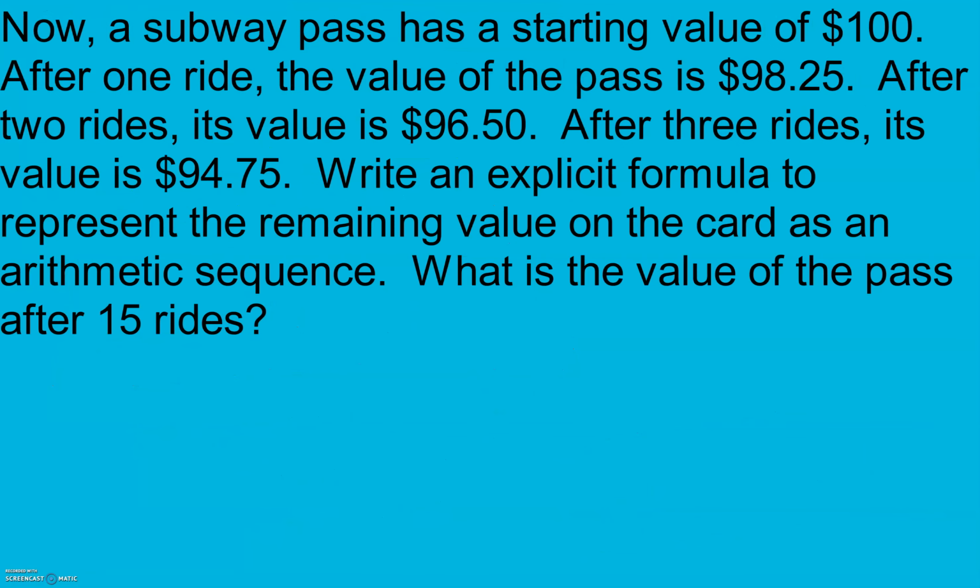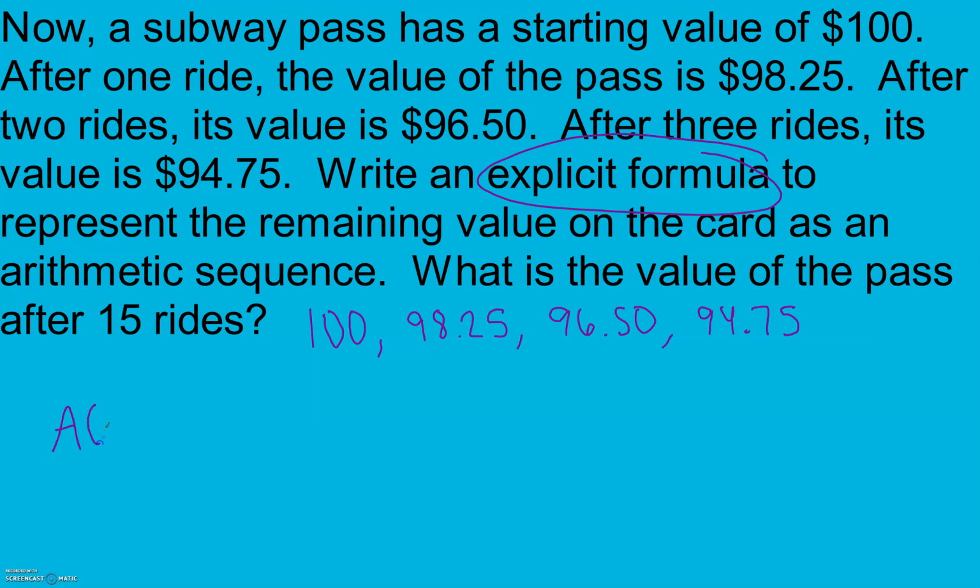Now, a subway pass has a starting value of $100. After one ride, the value of the pass is $98.25. So first term is 100, then $98.25. After 2 rides, its value is $96.50. After 3 rides, its value is $94.75. We want to write an explicit formula to represent the remaining value on the card as an arithmetic sequence. Okay, so we're going to write an explicit formula.